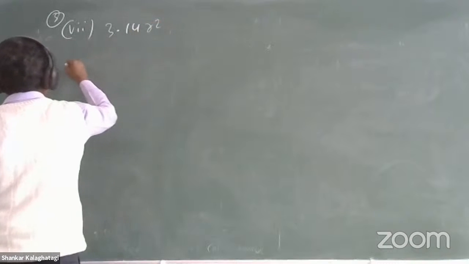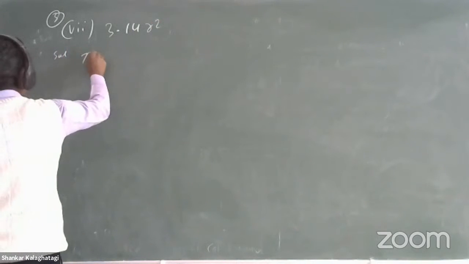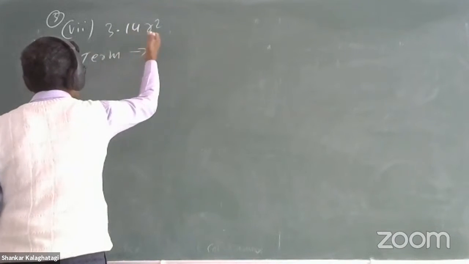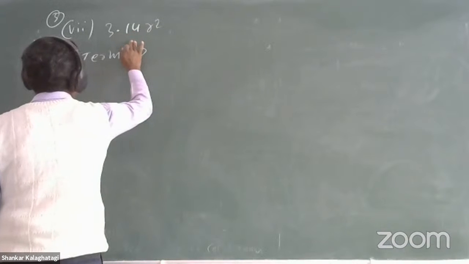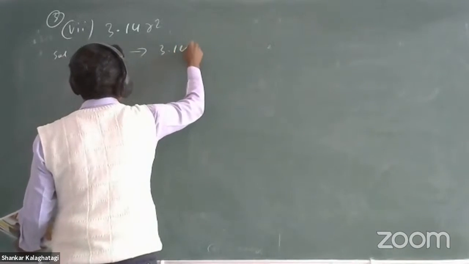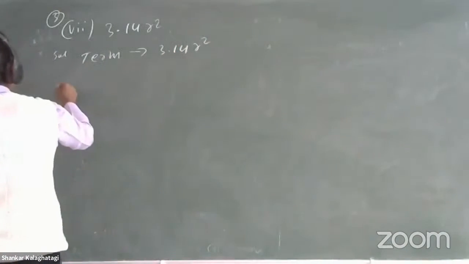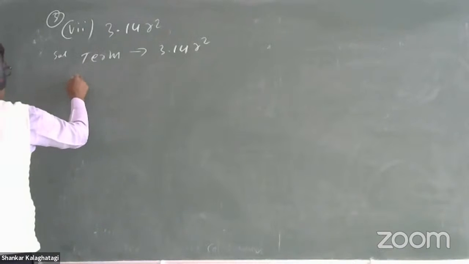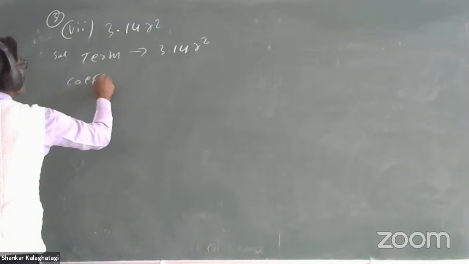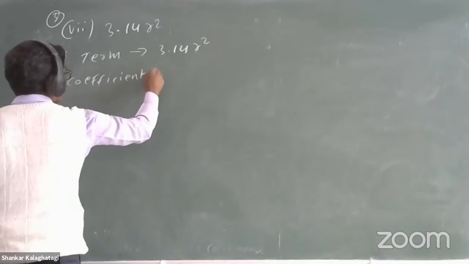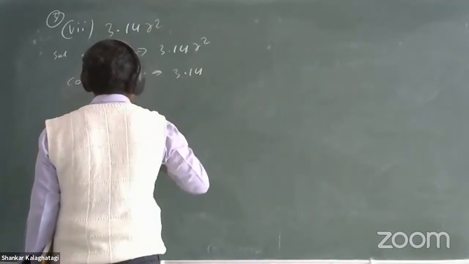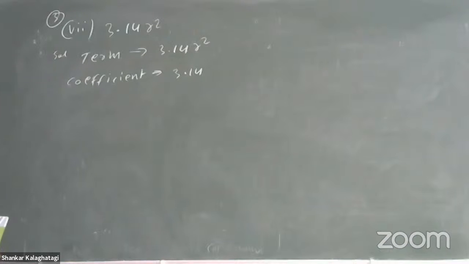3.14 r square. In this term, there is only one algebraic variable, that is 3.14 r square. In this, the coefficient of r square is 3.14.